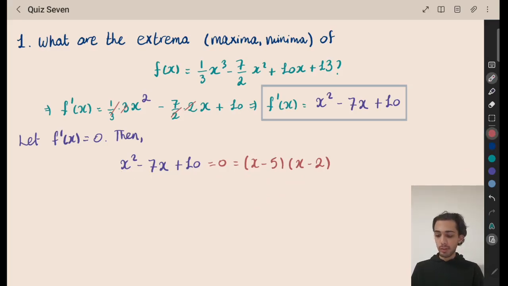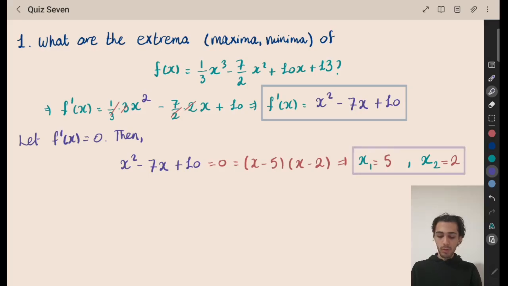Okay, so x minus 5, x minus 2 is equal to 0, then probably x is equal to 5, or x is equal to 2. Now I'll give them some names. So I'll call the first extrema 5, and I'll call the second extrema 2. I hope that's okay. They're just names. So that's the second thing I've done now. So I have my extremas.